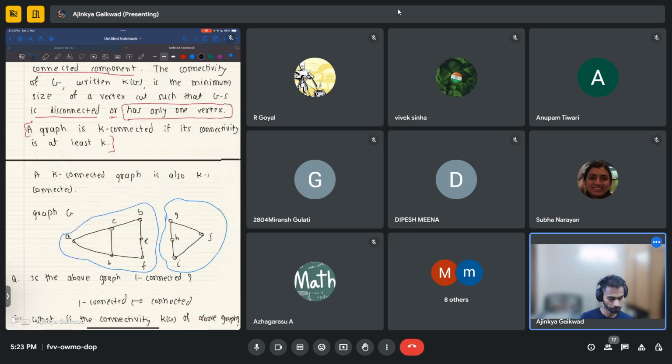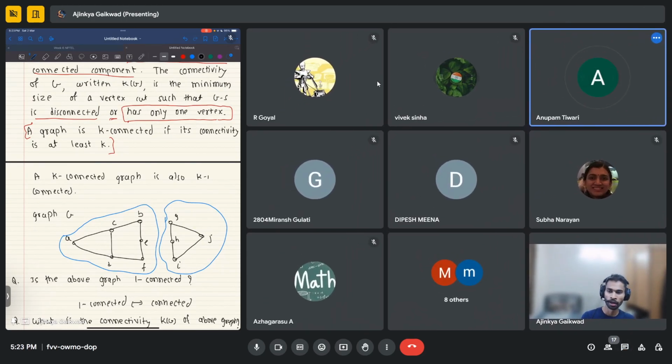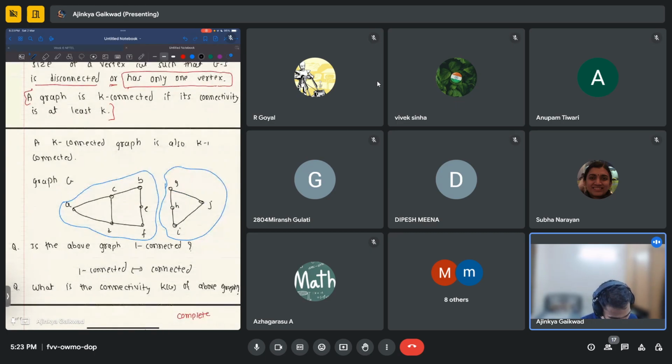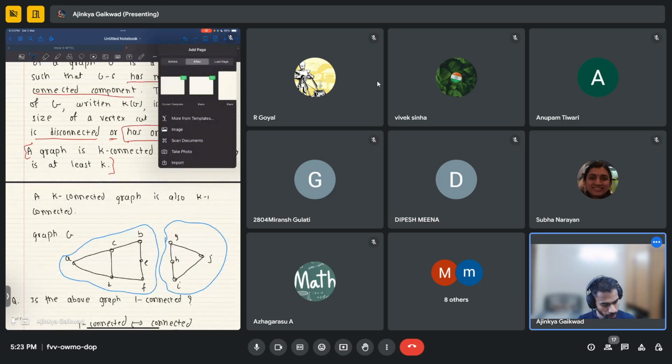So the definition of... No, that is true, it is not connected, but I'm asking the k of G value. Zero, right? Because I don't need to remove any vertex and the graph will still remain disconnected. So that means k of G is zero, right? Okay.